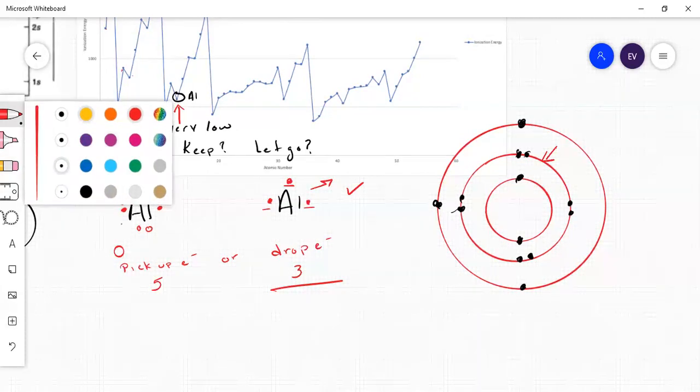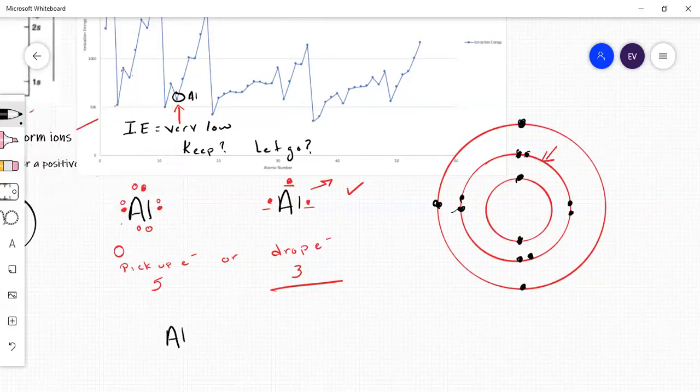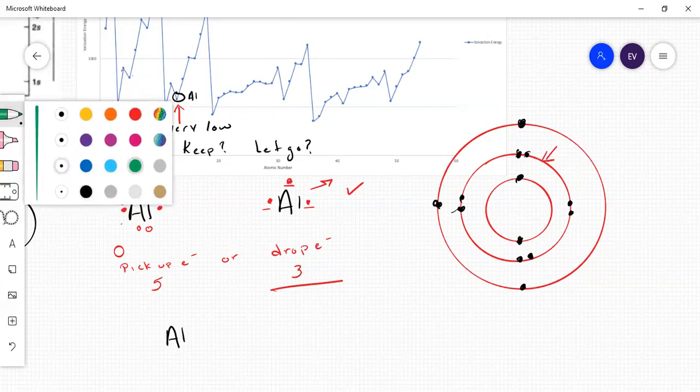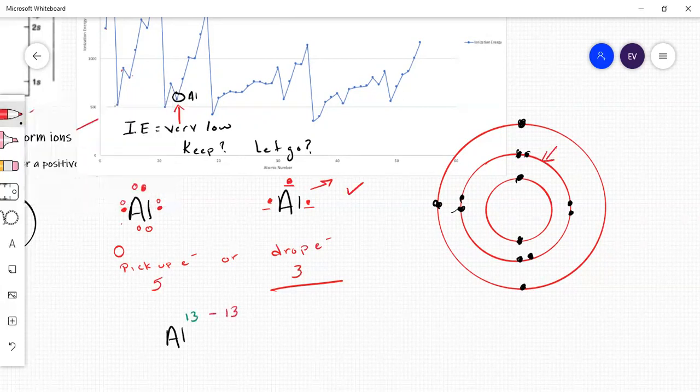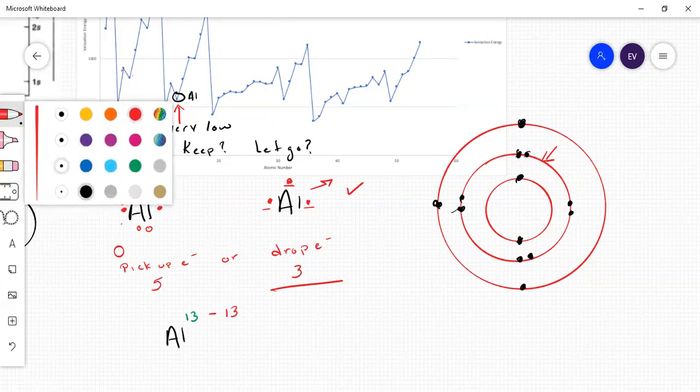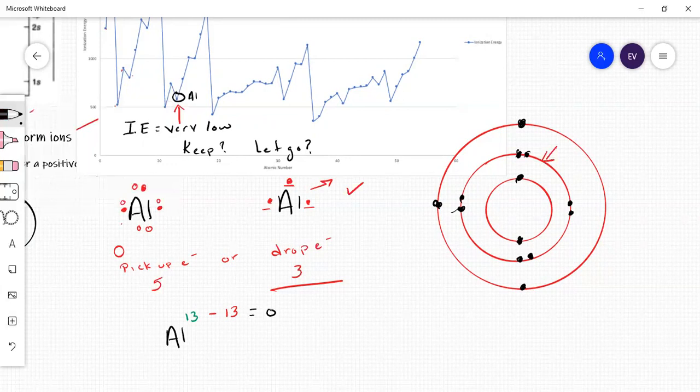So aluminum has 13 protons, and it has 13 electrons. So in its natural state, aluminum carries no charge. It is neutral. But we just said that it's going to drop off electrons. So if I'm sitting at 13 electrons, and I get rid of these 3 electrons, minus 3 electrons, I'm going to end up with 10 electrons.